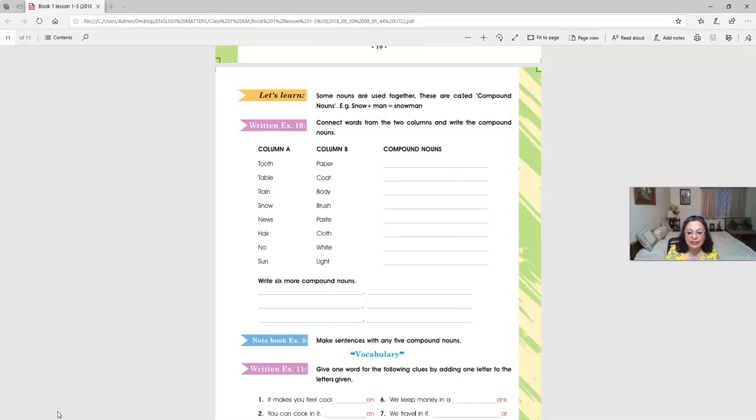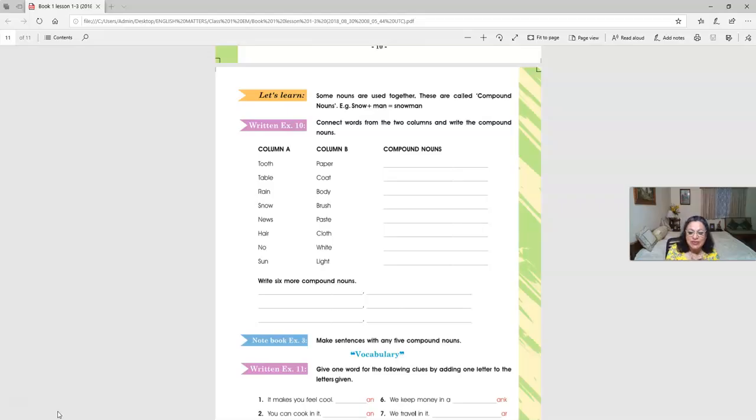Now the third one, rain. So rain paper. Do you have something called rain paper? Do you have something called raincoat? Yes. So raincoat. Now snow. What will come with snow? Snowman we did. You can have more compound nouns with snow also. But here there is no man. So now let's say snow. Snow paper, no. Snow coat, snow body, snow brush, snow cloth, Snow White. Snow White was the name of the girl whom you read the story about, Snow White and Seven Dwarfs. So Snow White is the third one.